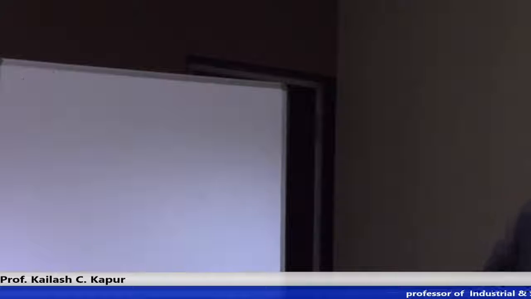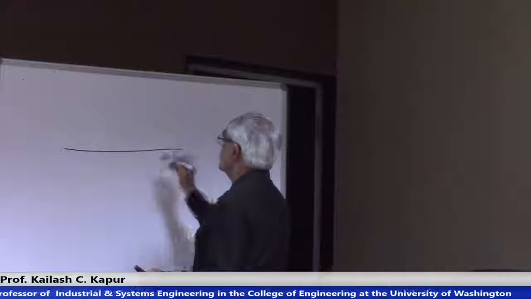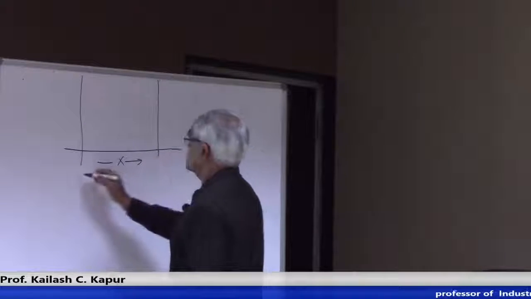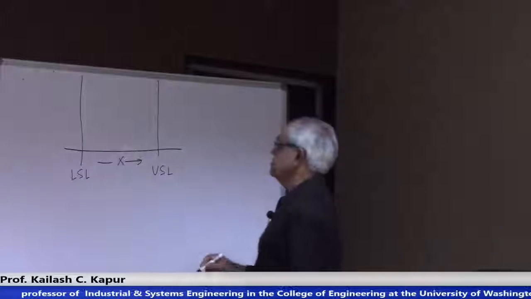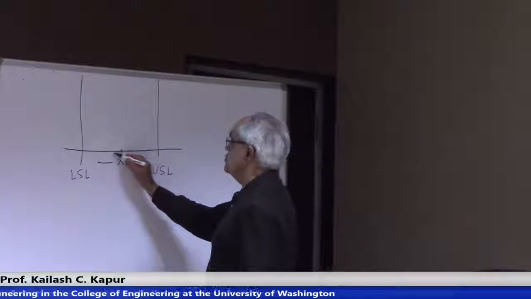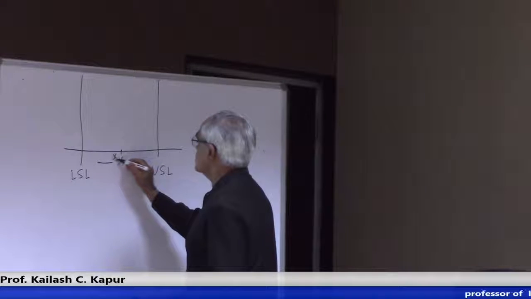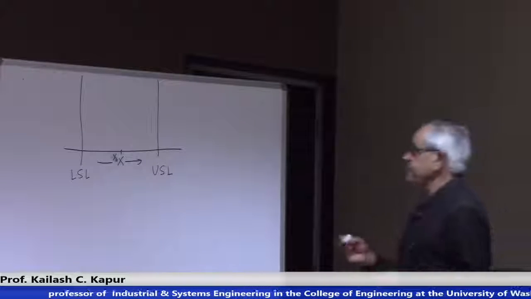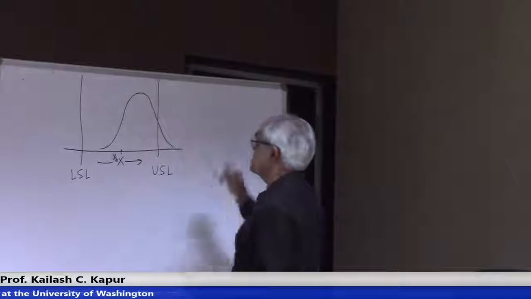Let's see if I can get a marker. Supposing there is a characteristic x, so this axis is x, and then we have specification limits. This is the lower specification limit, this is the upper specification limit, and then there is an ideal value that is the target. So x0 is the ideal value that you want to hit. And then I have a process, so my process may be something like this.